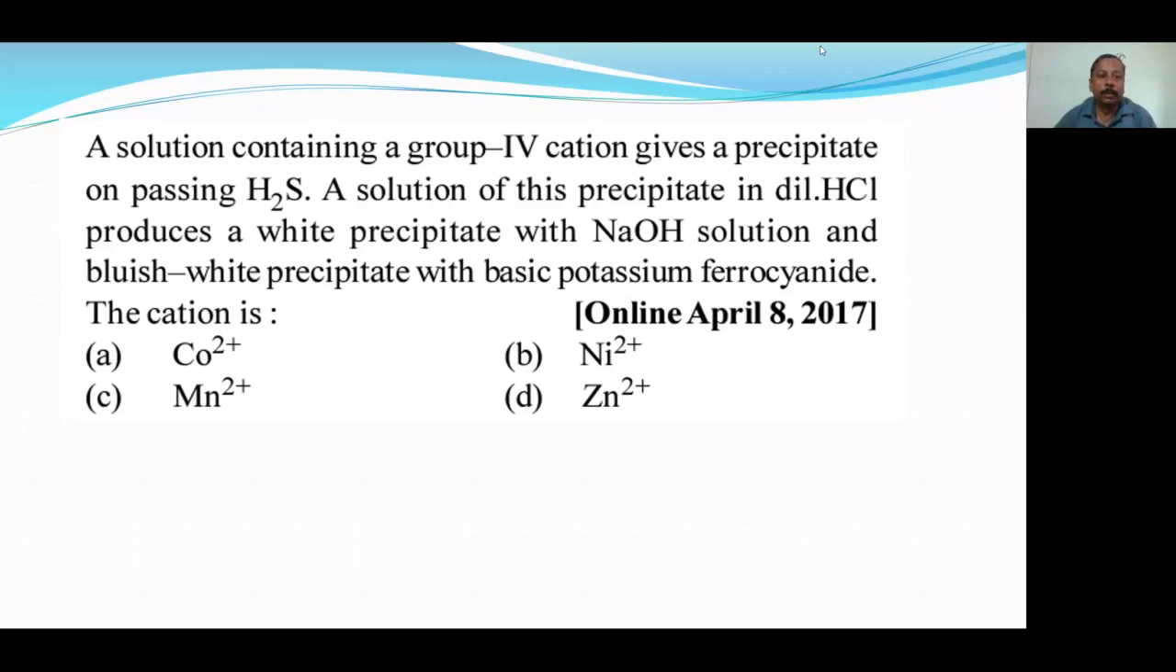A solution containing group 4 cation gives a precipitate on passing through H2S, and the solution of the precipitate in dilute HCl produces a white precipitate with NaOH solution and a bluish white precipitate with basic potassium ferrocyanide. Then the cation is. I think the question is clear now. Now it's your time to answer. You can think and answer, then check my explanation.